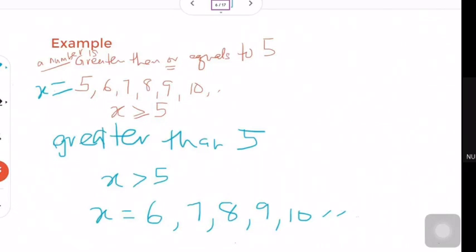Tak ada equals to. Okay, the symbol, the difference is the symbol. And what about the listing? Ni listing. When we list the values, apa beza dia? Tak ada 5. Dalam equal ni 5 termasuk. Tapi when you have X is greater than 5, so 5 tak masuk kat sini. There's no 5 here. Okay, understand that? That's the difference between the equal sign. Okay, example number 2.